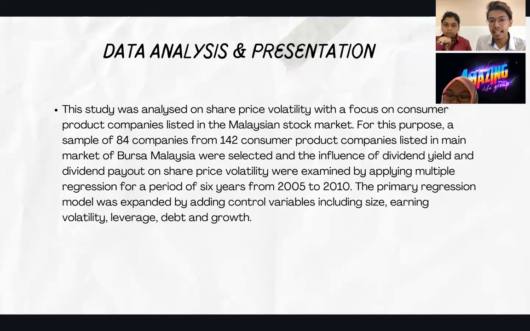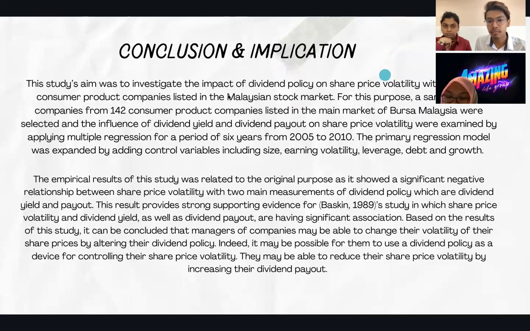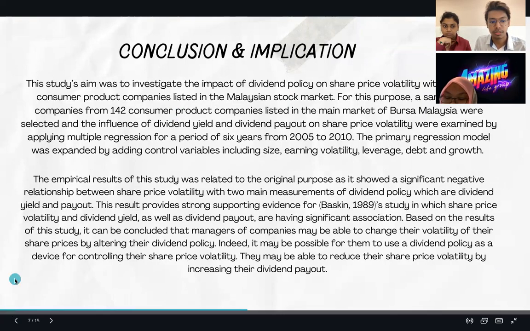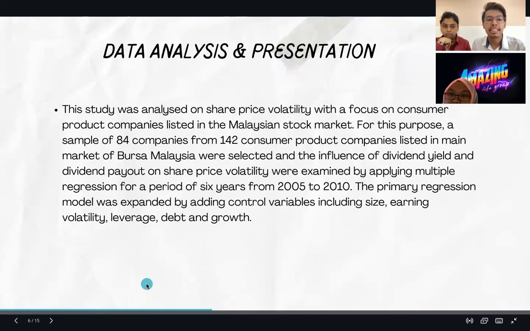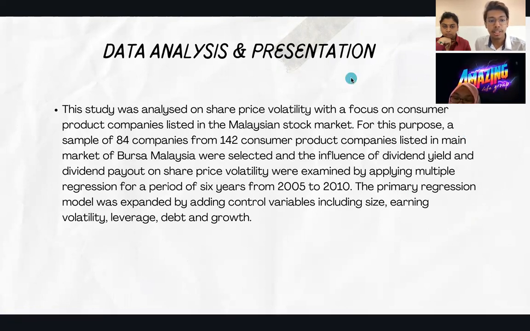Then data analysis and presentation. This study analyzed share price volatility with a focus on consumer product companies listed in the Malaysian stock market. For this purpose, a sample of 84 companies from 142 consumer product companies listed in the main market of Bursa Malaysia was selected, and the influence of dividend yield and dividend payout on share price volatility was examined by applying multiple regression for a period of 6 years, from 2005 to 2010.